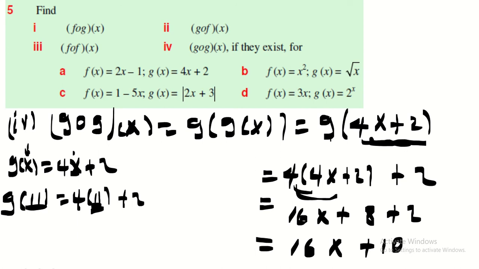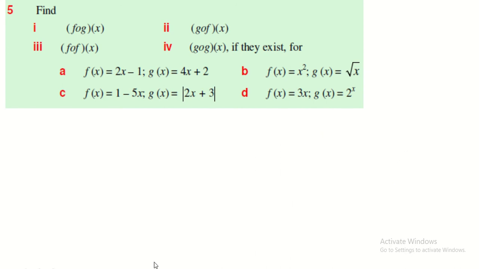Let's add one more question, then I will skip it. I think it's better to do the last one. F of x is equal to 3x and g of x is equal to 2 to the power of x. This is f and this is g. So let's do first one.